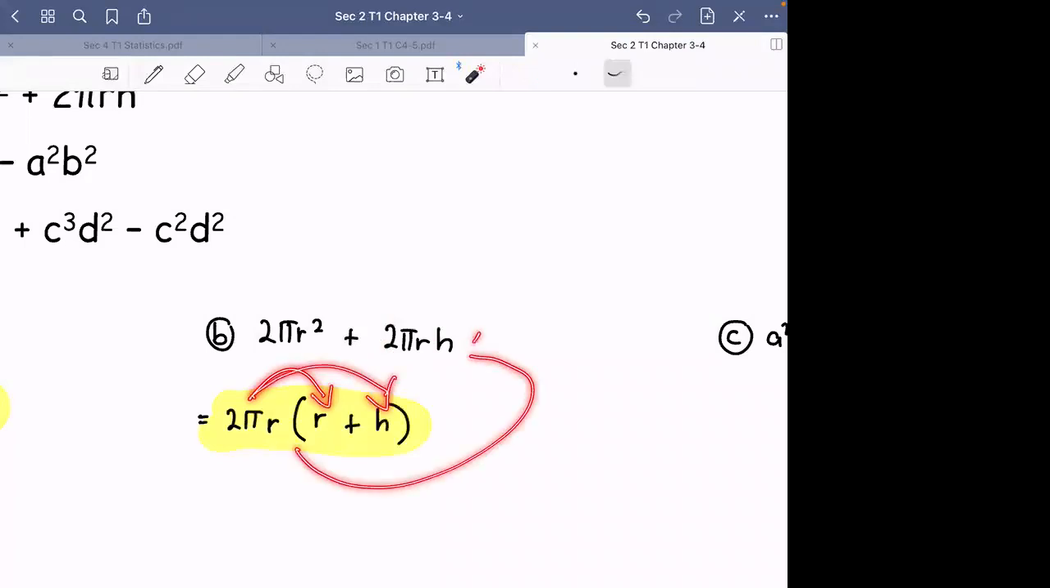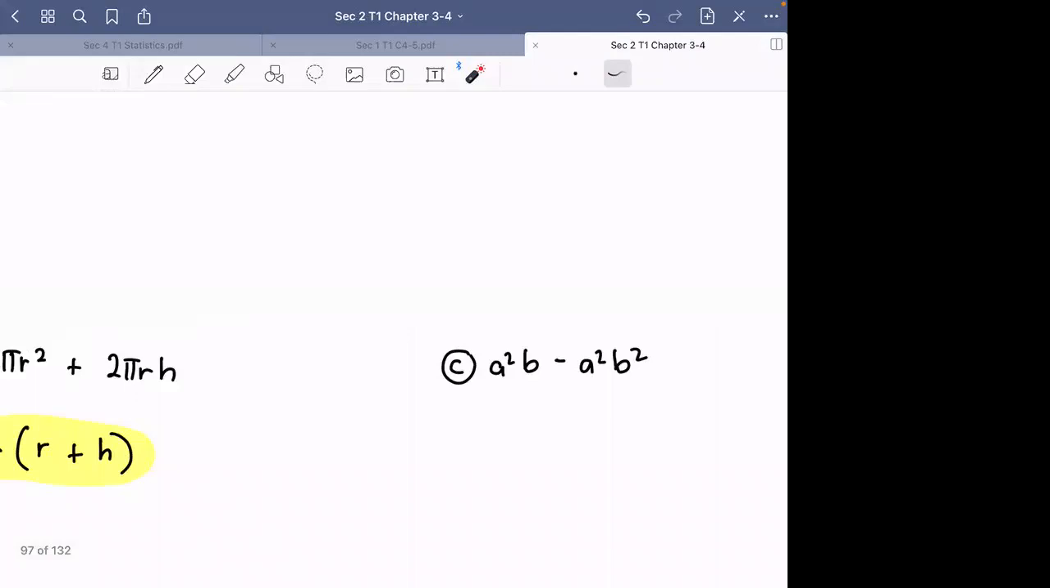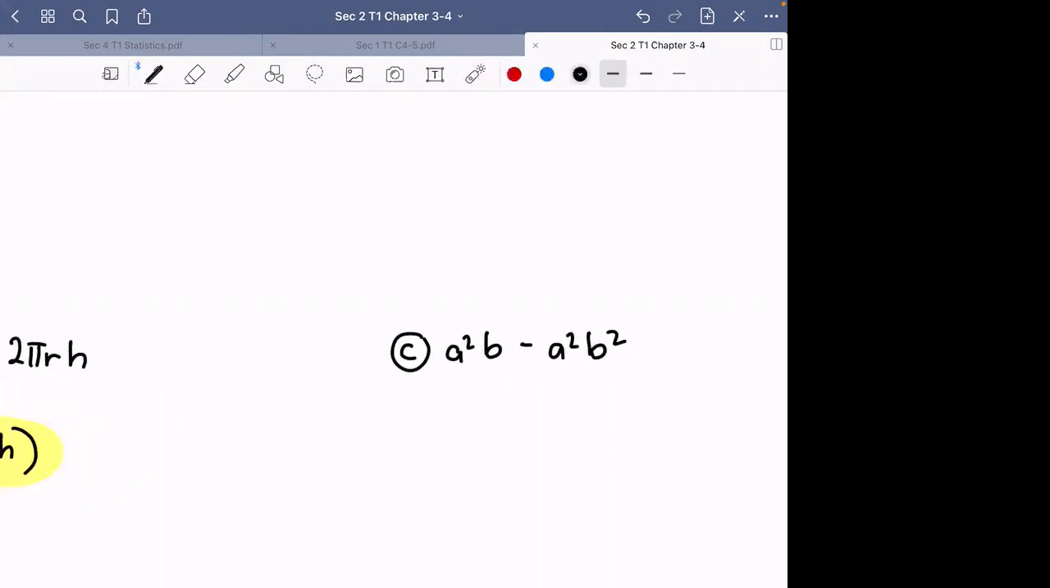Okay. Class, this is a Sec 1 topic. Wait, what? This is a Sec 1 topic? Yeah. So we're just recalling this because you need this skill here before we go to the actual factorization by grouping.